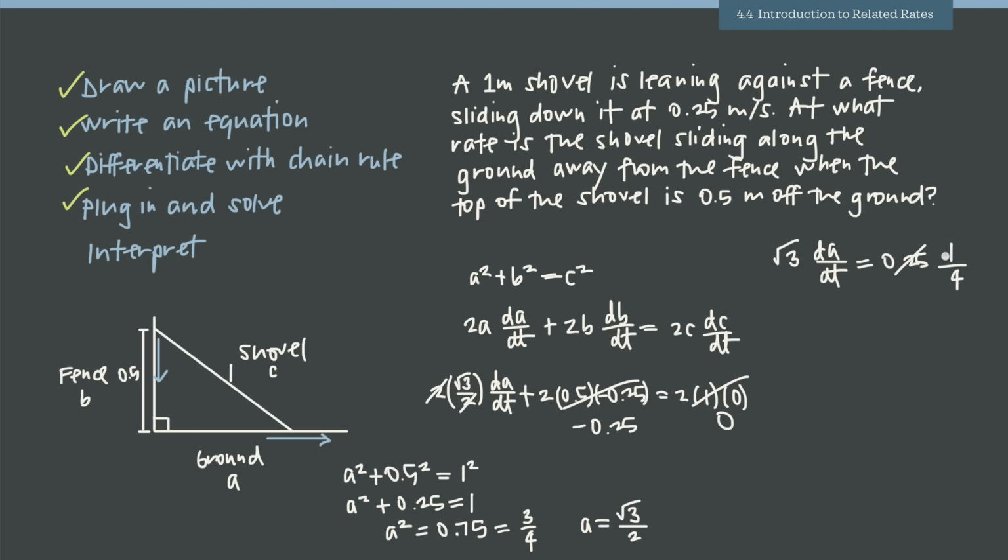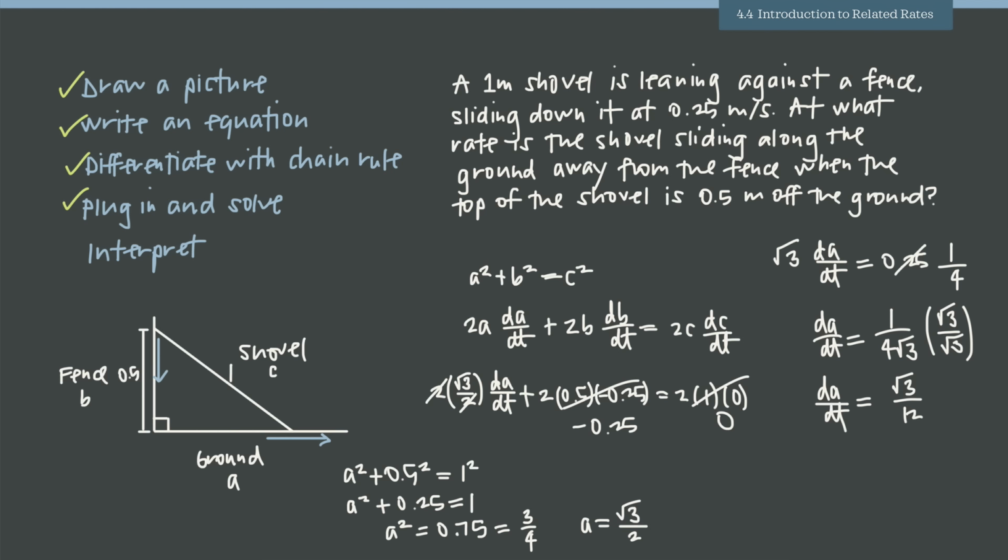And then if we divide both sides by root 3, we get dA over dt is equal to 1 over 4 root 3. But then we want to rationalize the denominator by multiplying both the numerator and the denominator by the root. And we say dA over dt is root 3 over 12, because root 3 times root 3 is 3, times 4 is 12. So we say that the rate of change of A is root 3 over 12.